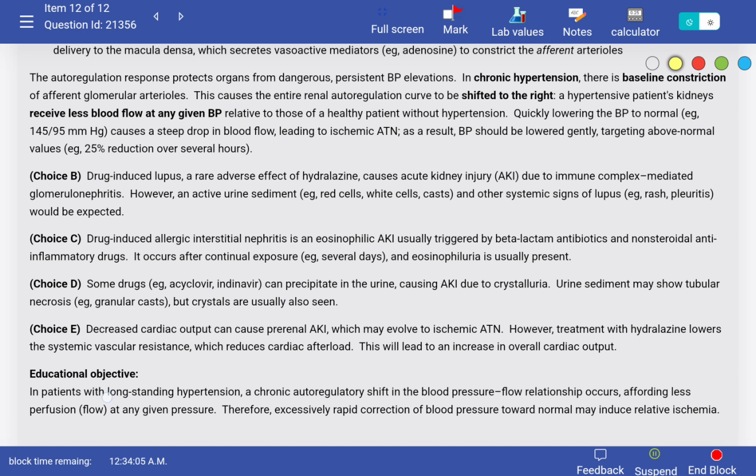So, in patients with long standing hypertension, a chronic autoregulatory shift in the BP flow relationship occurs, affording less perfusion at any given pressure. Therefore, excessively rapid correction of BP toward normal may induce relative ischemia.